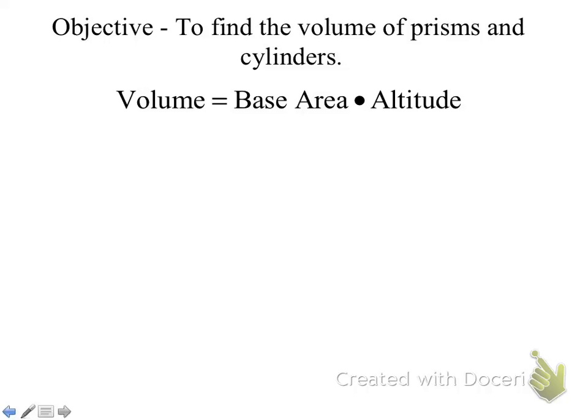So today we're doing 10-7, volume of prisms and cylinders. The overall general formula is the volume is equal to the base area times the altitude. We use the big B for base area because the little b is just a line on a parallelogram or on a rectangle or on a triangle. Big B is the area of the base.